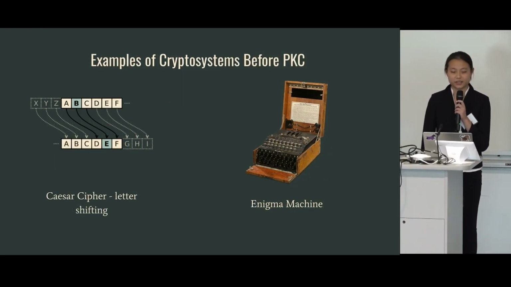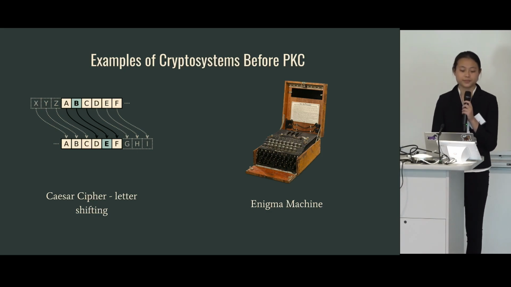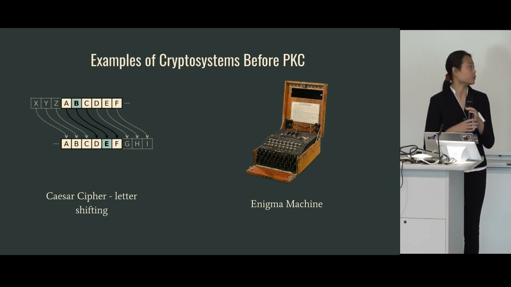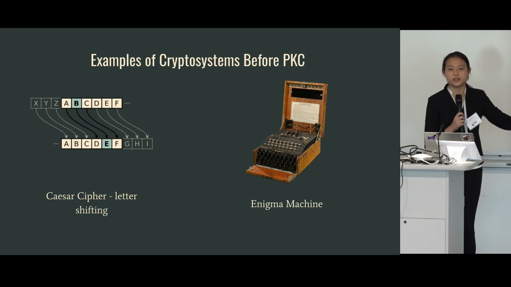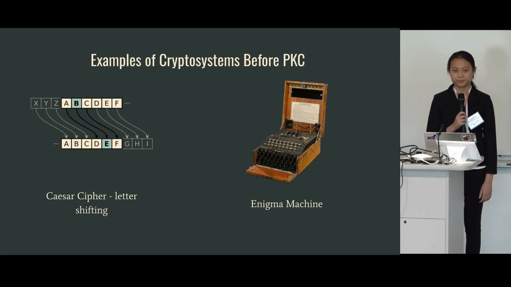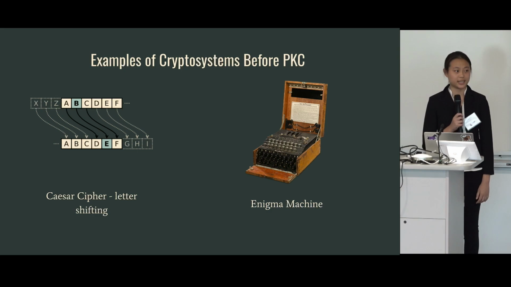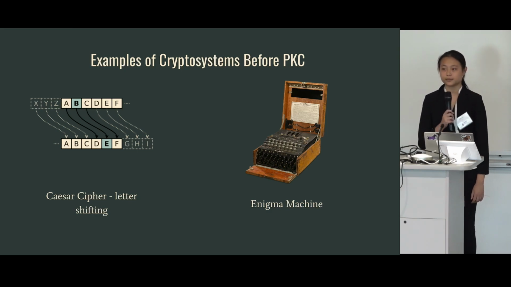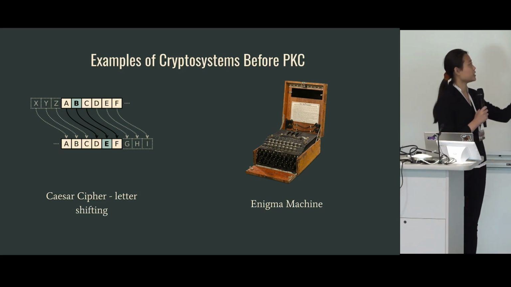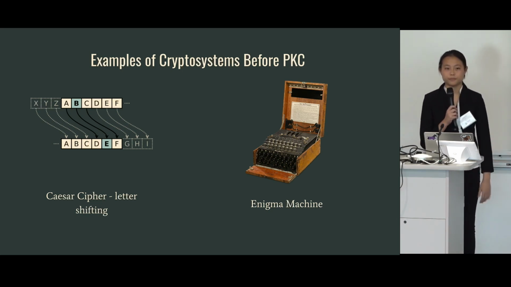So now let's get into some examples of crypto systems from before public key cryptography was invented. The first example shown here is the Caesar cipher, which many of you may have seen or even implemented before. The encryption process involves shifting all letters of the alphabet by a set number of places. To decrypt the message, Bob shifts all the letters backwards by the same number of places. In the example shown here, all the letters were shifted forward by 3 places.